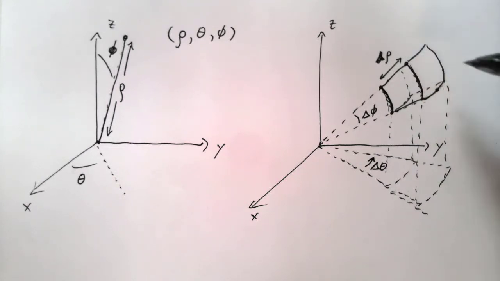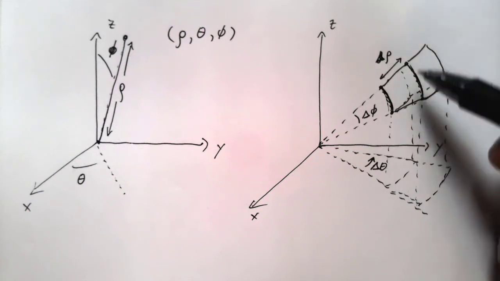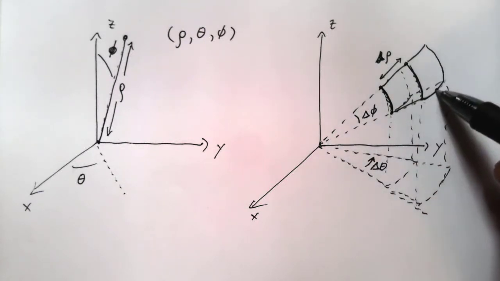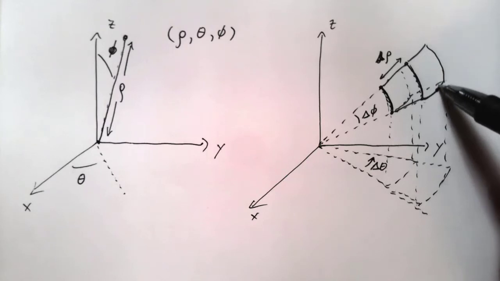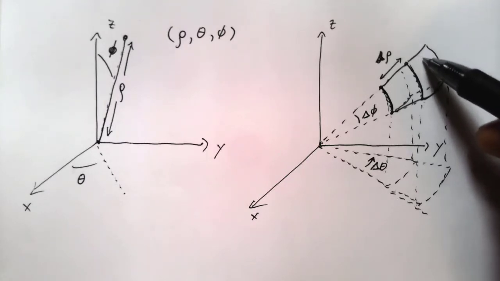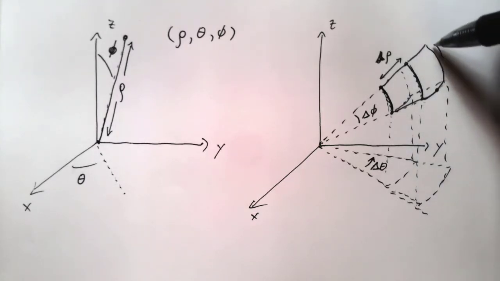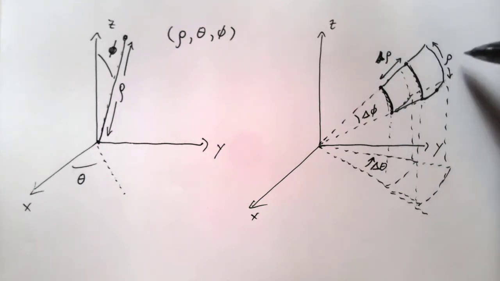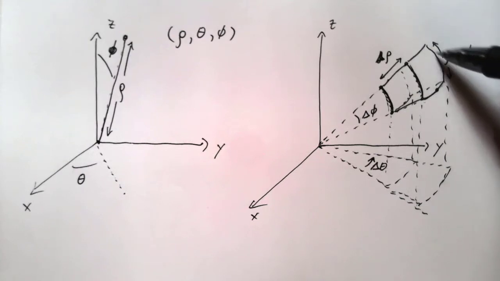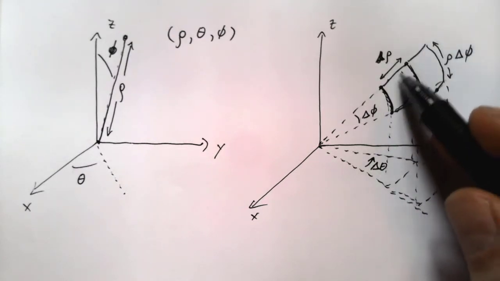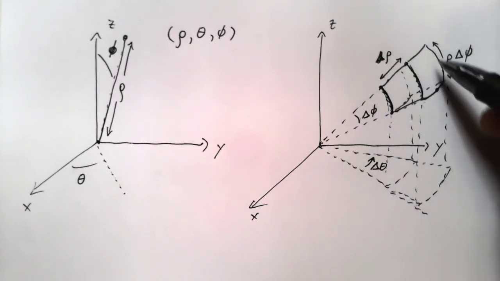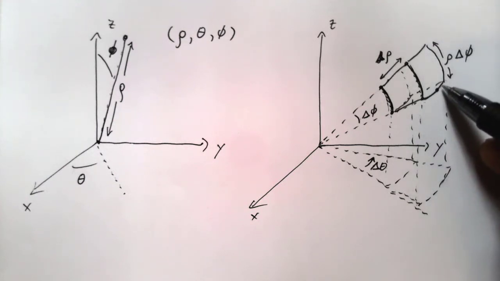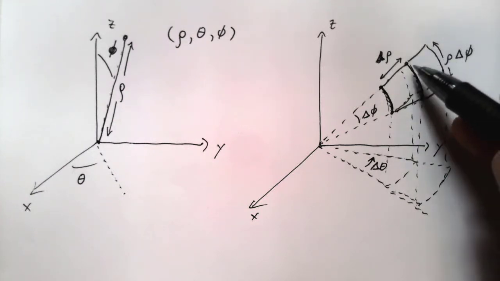Well, I know that the formula for arc length tells us that if we know the radius, we just multiply that by the angle in radians to get the arc length. So that's exactly how we find this dimension right here. It's going to be the radius, which in this case is rho, and the change in the angle is delta phi. So this dimension here is rho delta phi. So now we have the dimension coming out this way, we have the dimension coming out this way. What we need to do is get the dimension coming around this way.